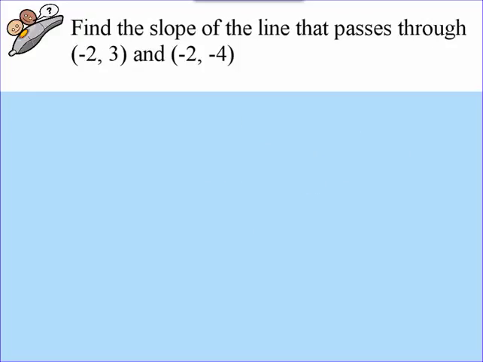So let's go ahead and look at this one. Find the slope of the line that passes through (-2, 3) and (-2, -4).